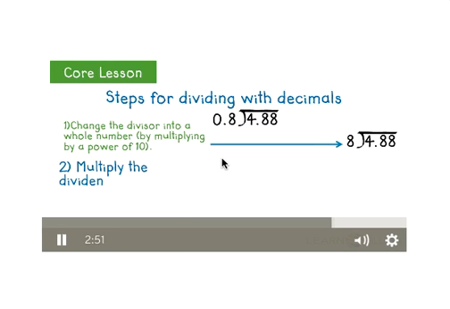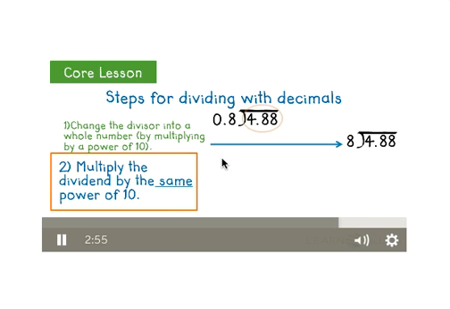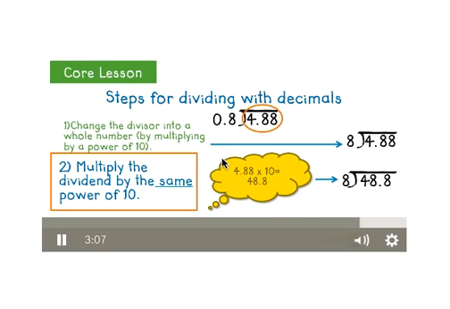The next step is to multiply the dividend by the same power of 10. So here's our dividend, and since we multiplied the divisor by 10, we also have to multiply the dividend by 10. So if we did that, we would get 48 8/10. So now our problem looks like this.